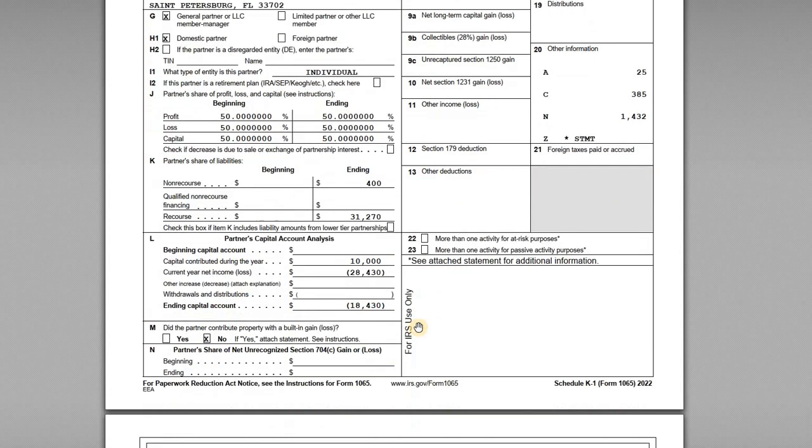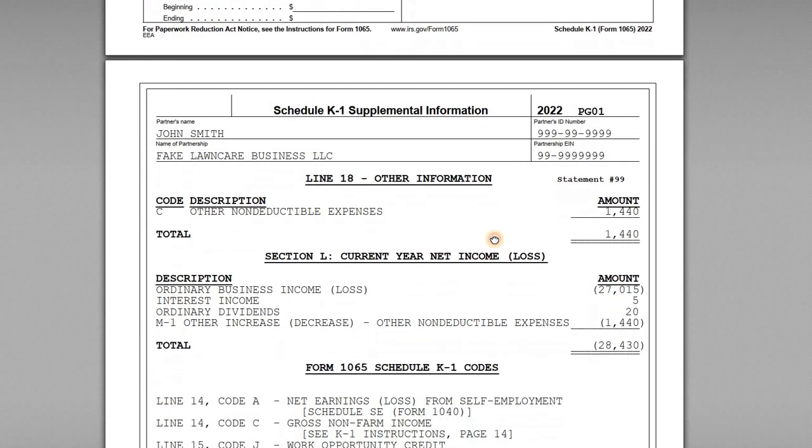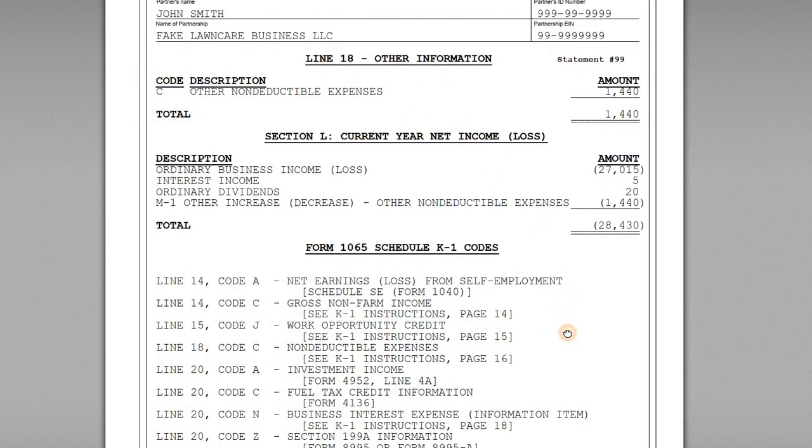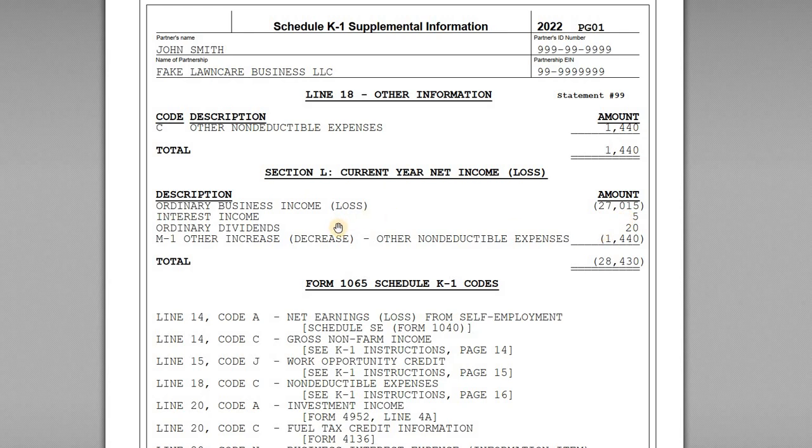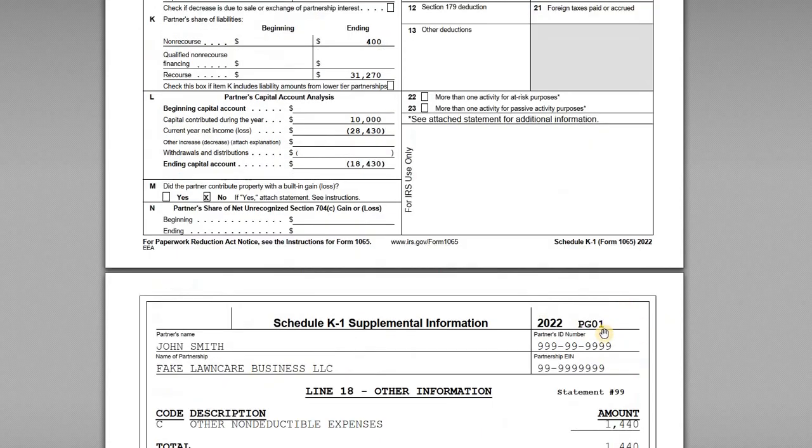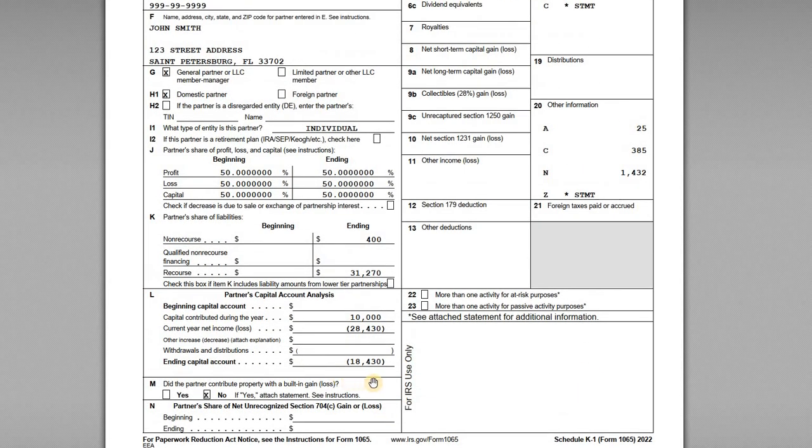It's generally a good idea to have a reconciliation in the supplemental statements that show how we arrived at that, right? So the $28,430 in losses, this is how we got there, right? So he has an allocation of ordinary income loss, $27,015. Interest income, dividends income, and then there's a non-deductible expense allocation of $1,440. So that's how we arrived at that item L amount.